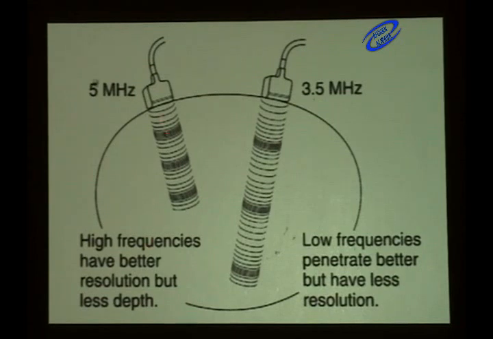Two more examples. This is a transducer where the frequency is 5 MHz. This is a transducer where the frequency is 3.5 MHz. Lower the frequency, more will be the penetration, because more will be the wavelength. So you can see that this lower frequency transducer can penetrate more as compared to the high frequency transducer. But the high frequency transducer will have better resolution and will give us a better image, although keeping in mind that it will have less depth, it will have less penetration. The lower frequency will penetrate more but will have less resolution.